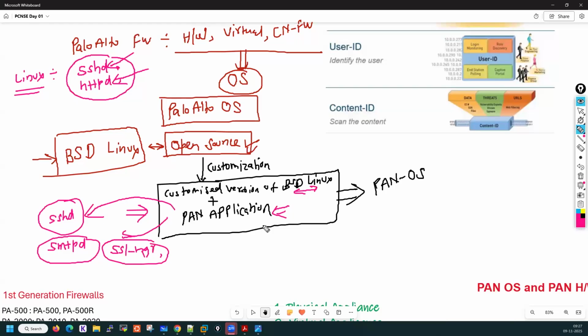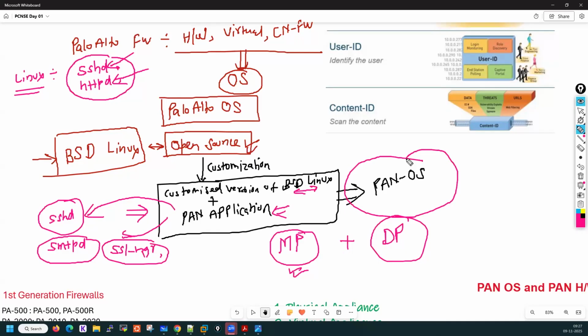Just remember, those daemons run in the management plane. Palo Alto has two planes, data plane and management plane, and most of the daemons run in the management plane. Okay, just remember that. Any questions, guys, with regards to the Palo Alto operating system? It's easy. It's a very short definition. It's just a customized version of BSD Linux.